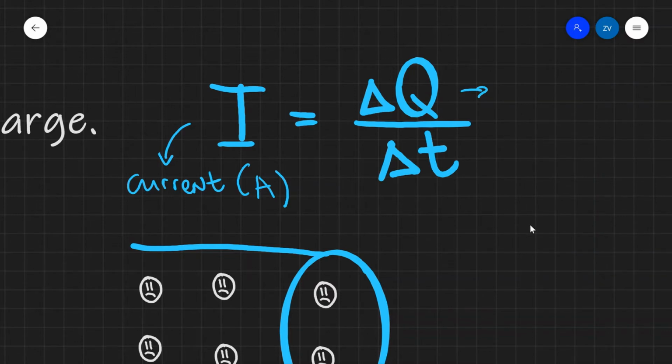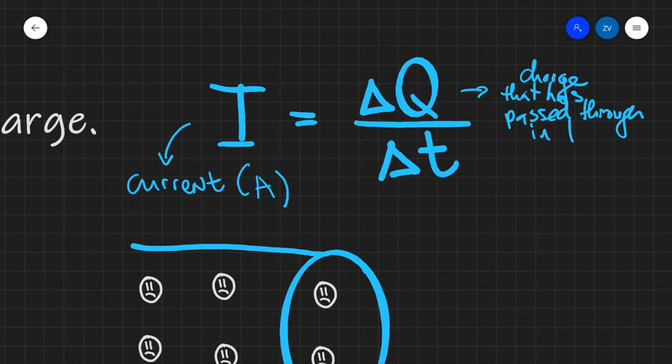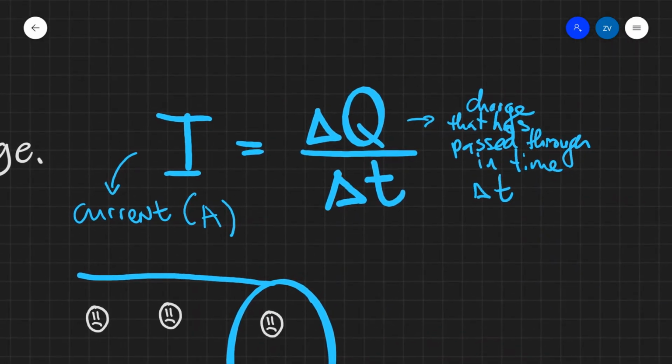So this over here is the charge that has passed through in time, delta T. Remember, the charge is actually measured in coulombs. So I'm just going to put that in brackets over here. The unit of charge is coulombs, and time, of course, is measured in seconds.